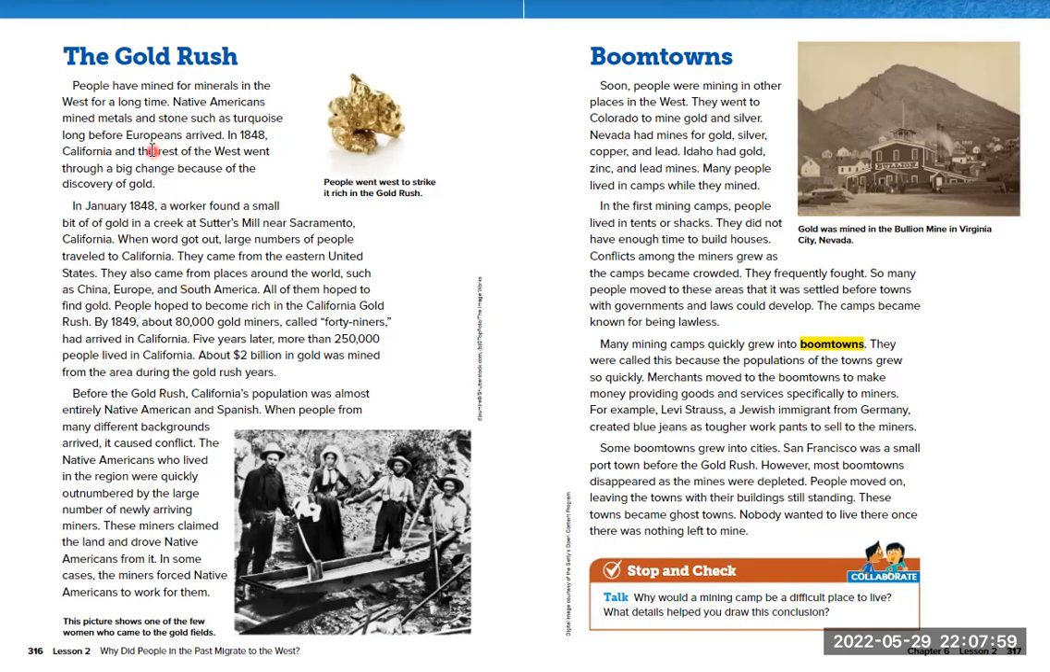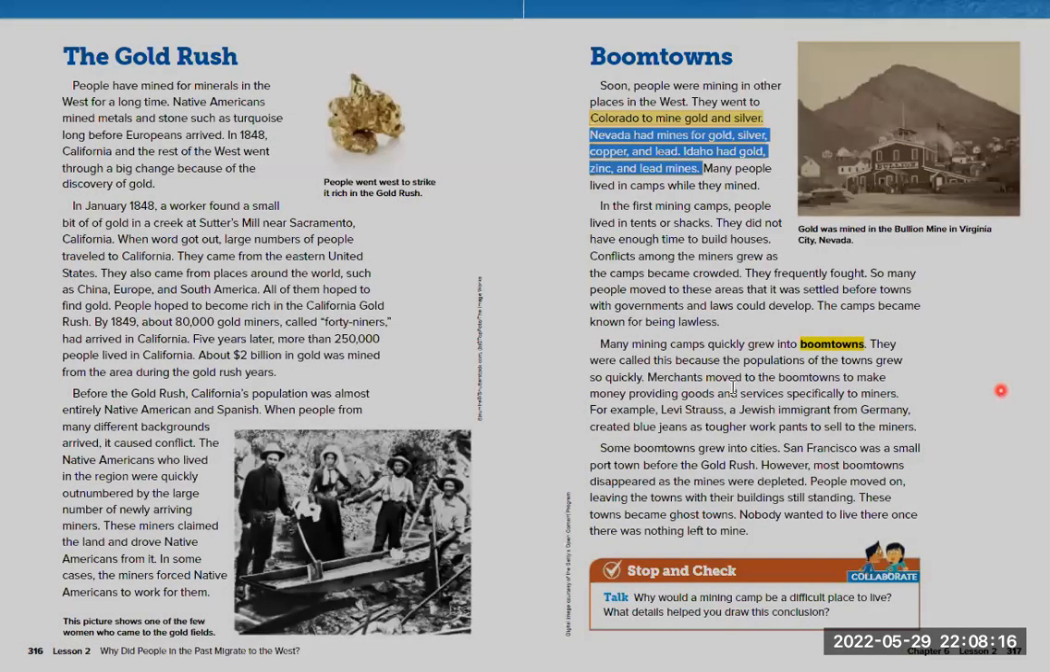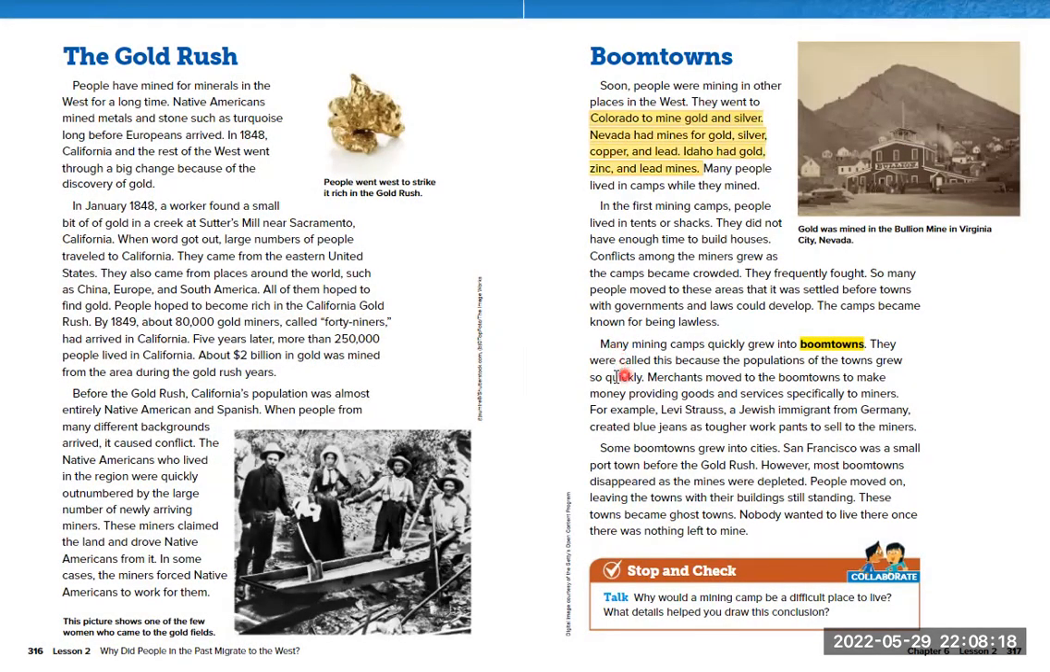Later on, they were learning about other types of places that they could mine from. So Colorado, Nevada, all of those places had different minerals that they could mine. So that's another reason why people moved westward. Others came to help settlers in that area by offering them things that they didn't have, moving into boom towns that came up quickly because they were mining towns.